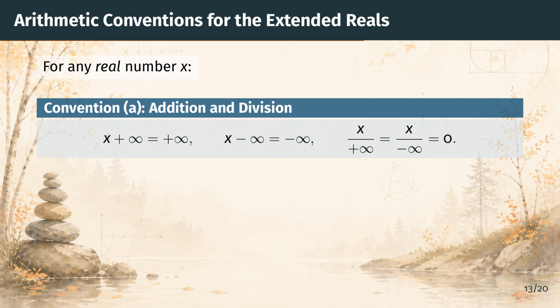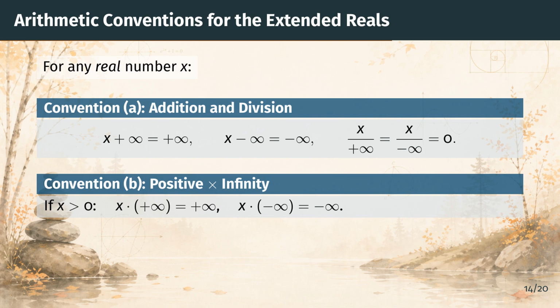Convention A applies when x is any real number. Adding plus infinity to x gives plus infinity. Subtracting infinity from x gives minus infinity. And dividing any real number x by plus or minus infinity gives 0. These make intuitive sense. No finite number can affect infinity by addition, and dividing a finite quantity by something infinitely large gives 0. Next, let's see what happens with multiplication.